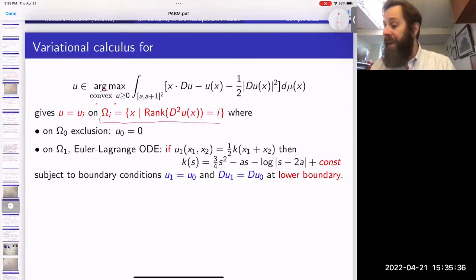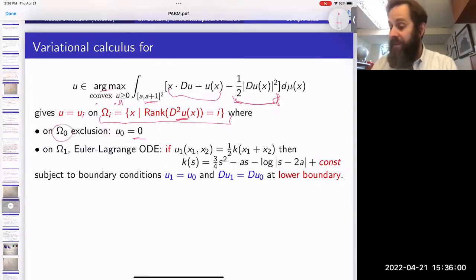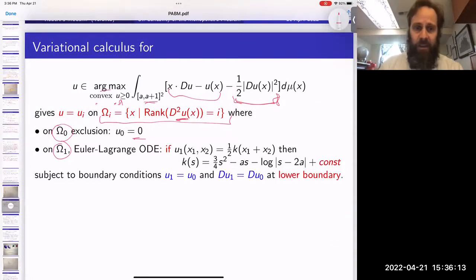Then depending on the rank of the Hessian of U, where the Hessian has rank 2 on this square, it's an unconstrained optimization problem, and this is very much like minimizing a Dirichlet energy. And so you should expect something like Poisson's equation to come out. Of course, where the non-negativity constraint binds, U is going to be 0. That's the rank 0 part. And in the intermediate region, omega 1, where the Hessian has rank 1, you can only perturb U in one direction. You can only perturb it along the diagonal, not orthogonal to the diagonal. And so instead of getting a PDE, you get an ODE.